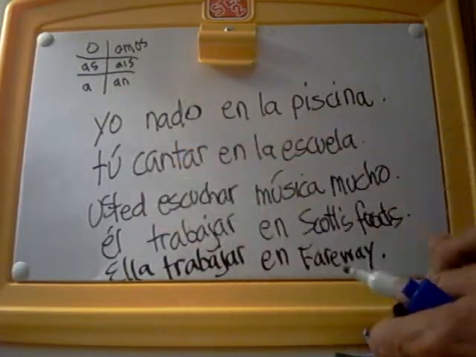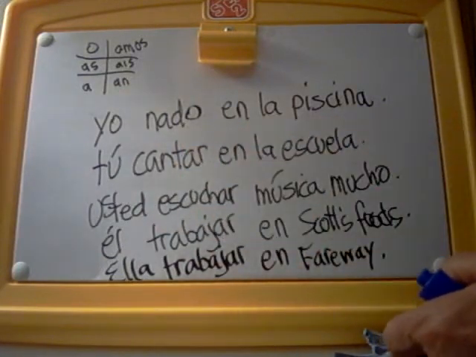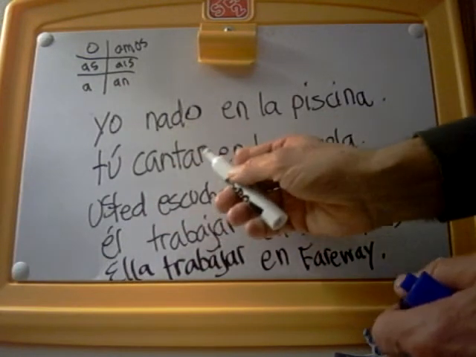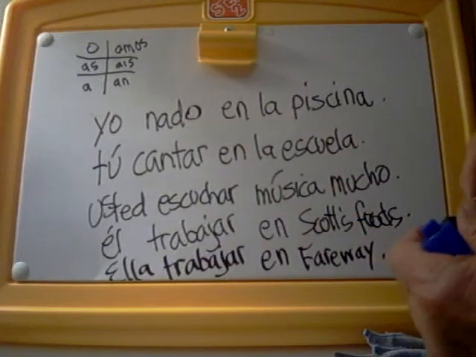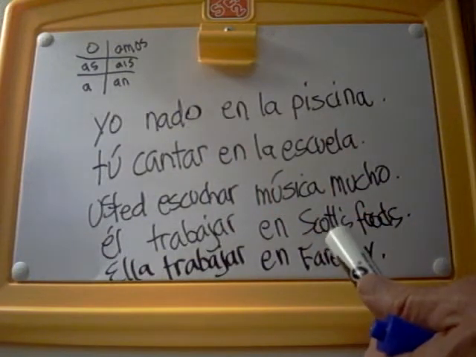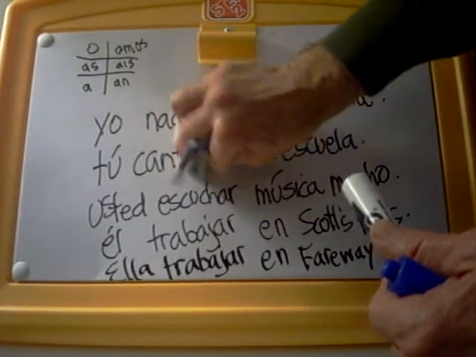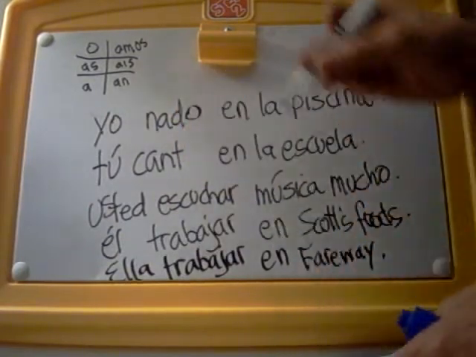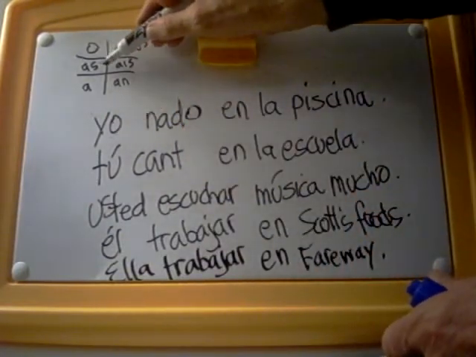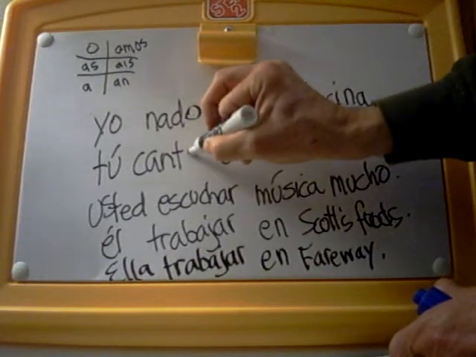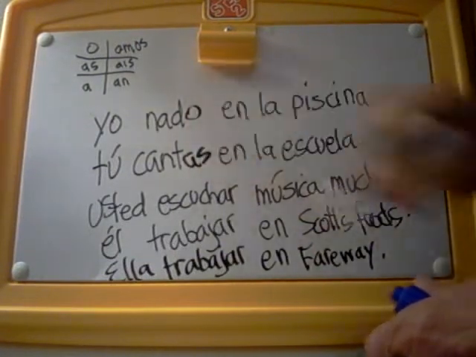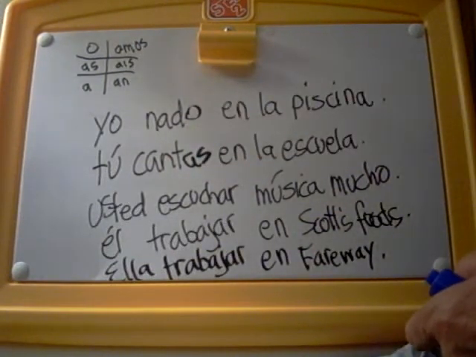Let's take a look at tú. Tú cantar en la escuela literally means you to sing in the school. I want to say, you sing in the school. I take off the AR, and then the part that goes with tú on our chart is the AS. So it's tú cantas en la escuela. You sing in the school.